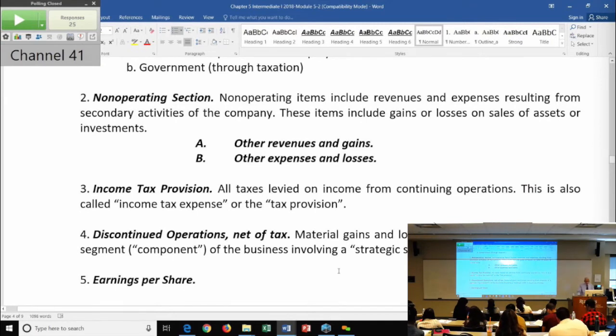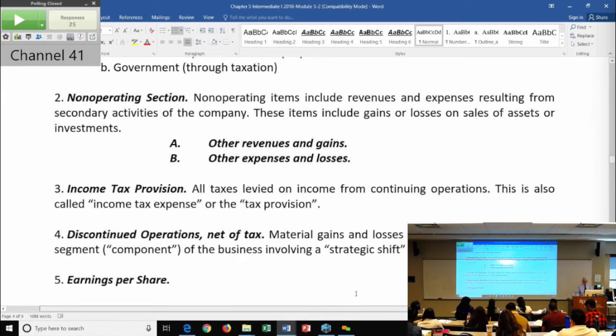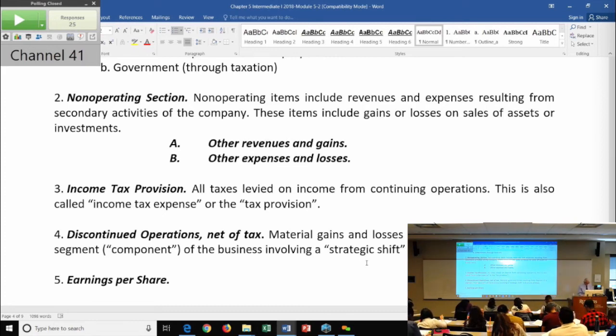Now this non-operating section would include other revenues and expenses like interest. There's also a tax section, and I wanted to bring up this terminology, income tax provision. It's the same thing as income tax expense. So the term income tax provision is the same as income tax expense. And then earnings per share.